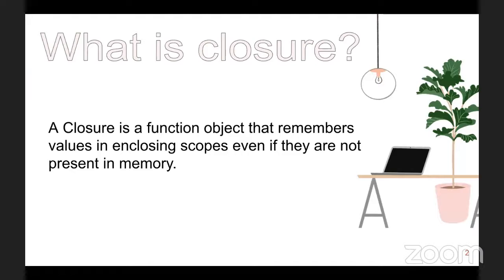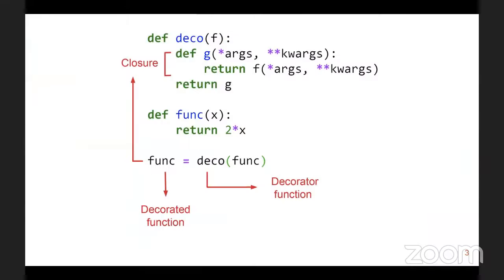What is closure? A closure is a function object that remembers values in enclosing scopes even if they are not present in memory. What does that mean? Once you see the live demo, you will understand more. But here, let me help you understand. Python supports functional programming, which means a function can return another function, right?